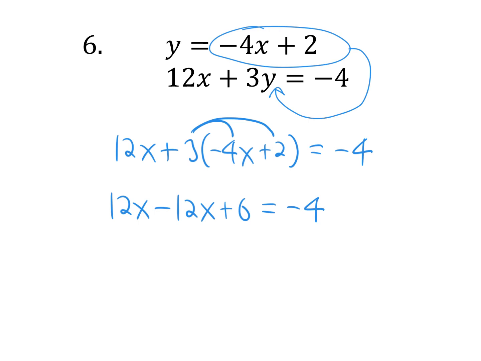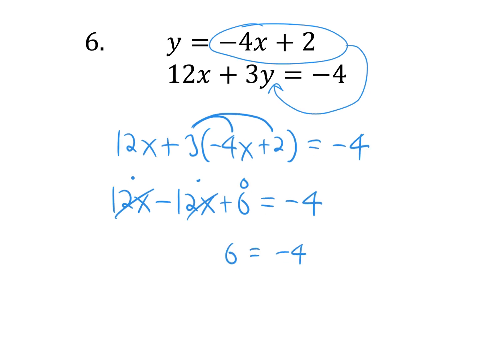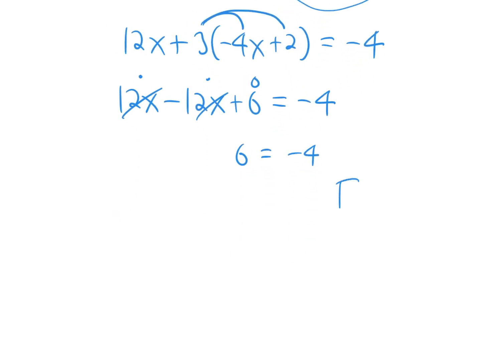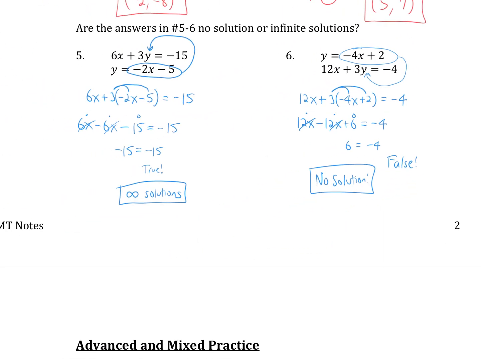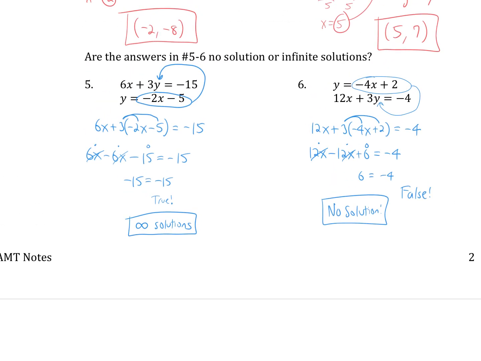All right, any like terms here? We do. These are going to cancel, though, so we get what? 6 equals negative 4. Is that true or false? That is false. So this is going to be infinite or no solution. This is going to be no solution. All right, very cool. So those ones are actually kind of nice because they come out to nice numbers, or they actually kind of cancel. There's a little bit less work to do, which is kind of nice.